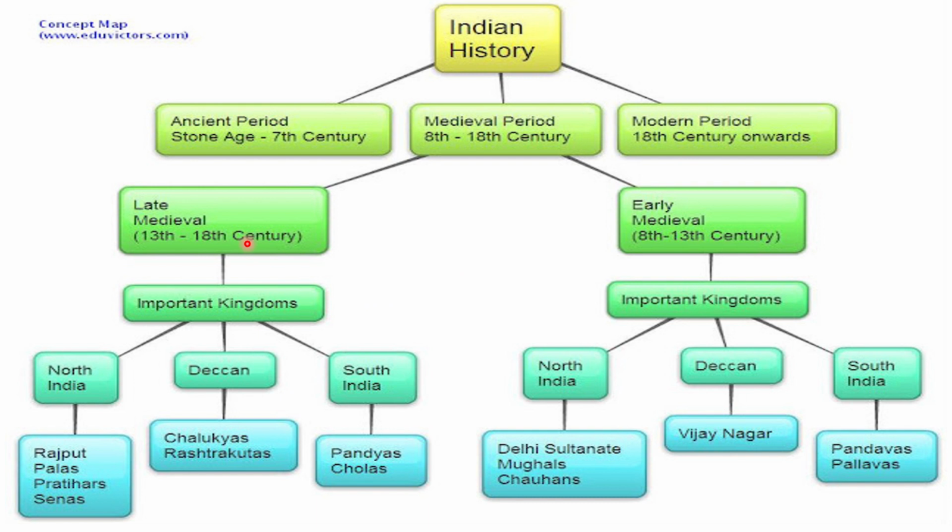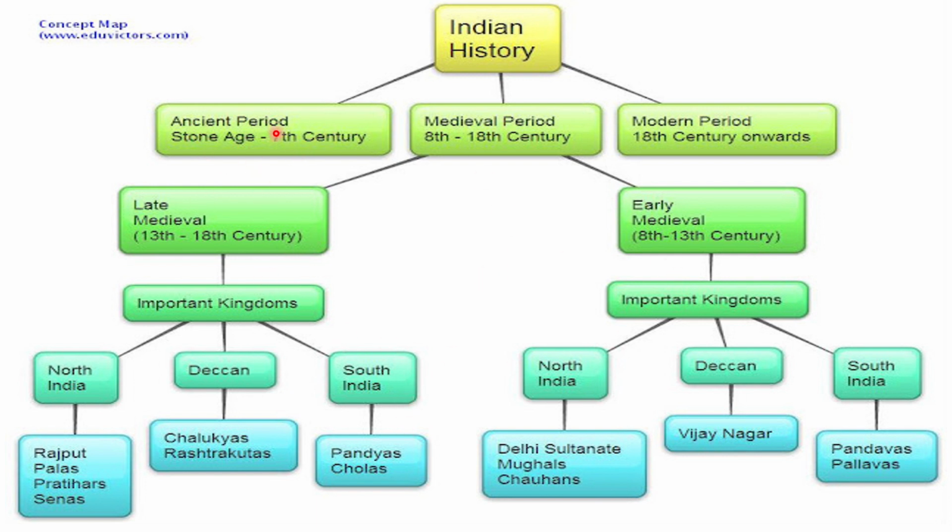The late medieval period in Indian history is further divided into two periods, that is Delhi Sultanates and also Mughal Empire. Okay, here it will come. So here you can see this diagram, ancient period, Stone Age.